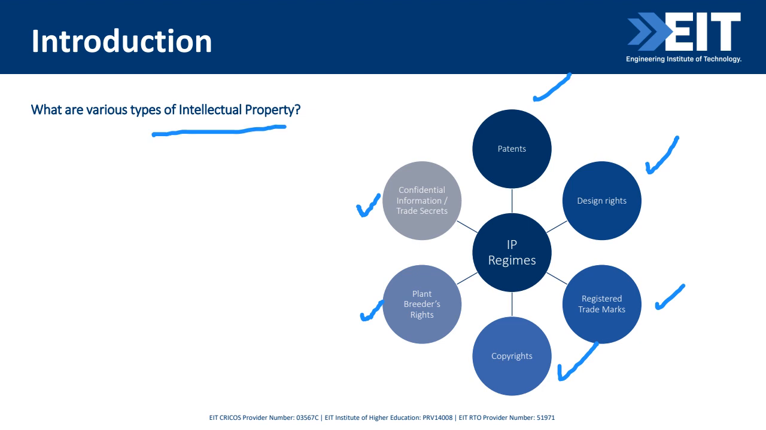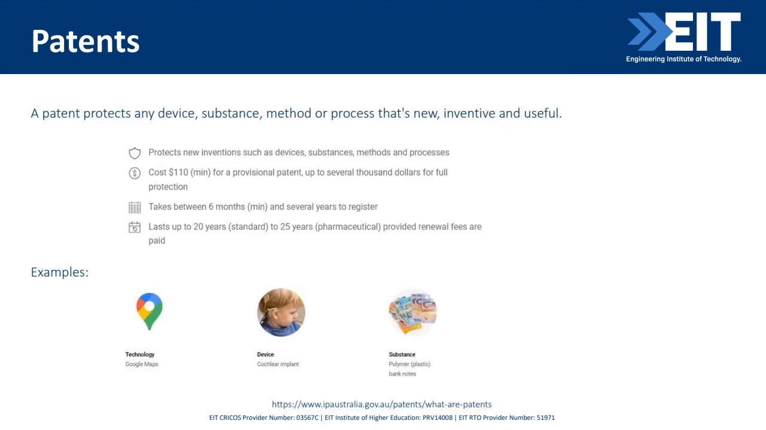Let's start with patents. So patents protect a device, substance, method, or process which is new, inventive, and useful. Now cost, it costs around $110. This is the minimum cost to register your provisional patent application. The cost can go up to several $1,000s for the full protection, but I'm just mentioning the minimum cost over here.